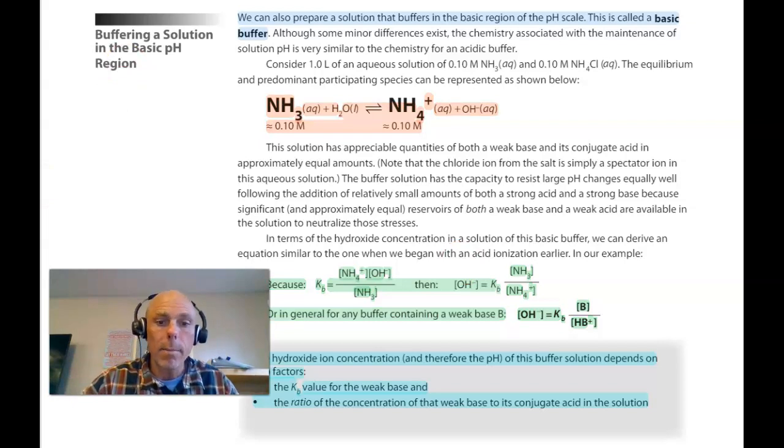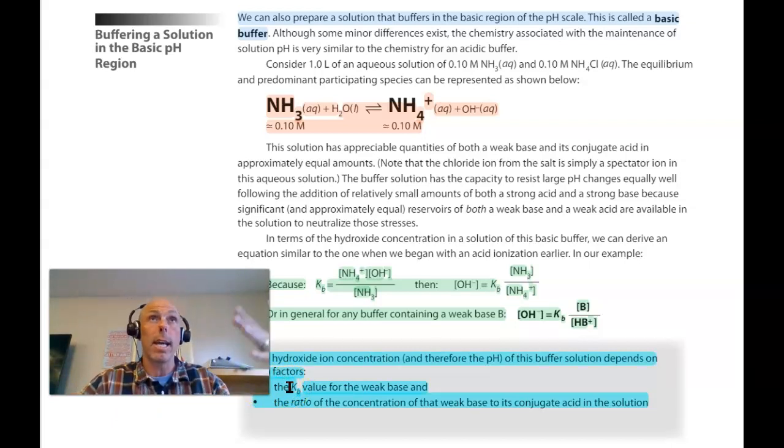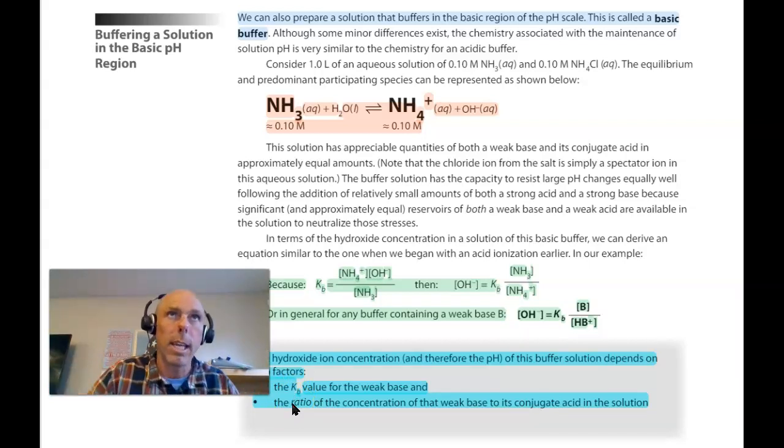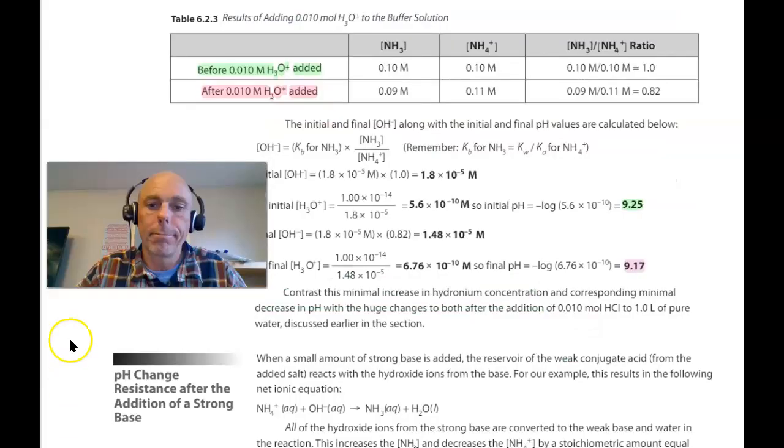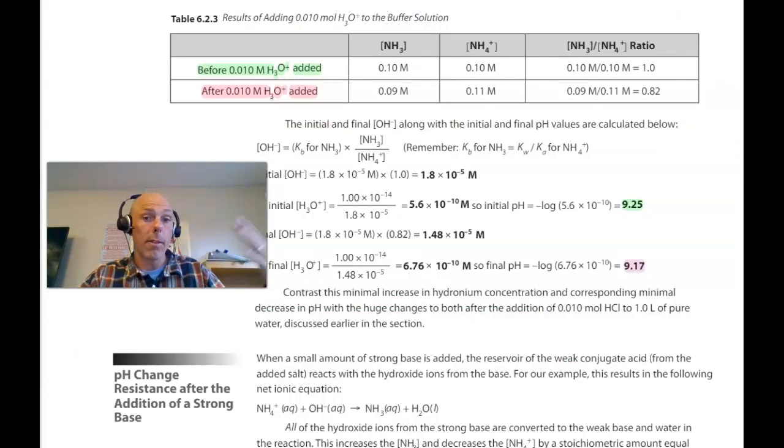Like last time, the pH of this buffer system, or the pOH, or the hydroxide concentration, because they're all interchangeable, is based on the Kb of the weak base. And once that's been decided upon, once that's then a constant, it's really just the ratio of acid to base, once again, that will determine the pH, or pOH if we want to call it that, of this basic buffer. So you're hearing the same thing. Similar mathematical proof about how this basic buffer resists pH changes.